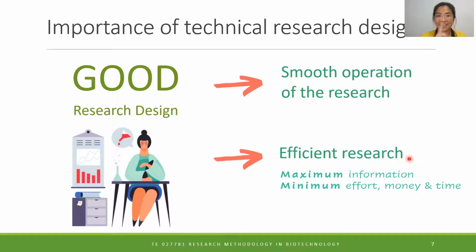Efficient means that you pay a little but you gain a lot. That means you maximize the information that you get when you are doing your research, and you don't have to use a lot of effort. You don't waste money and you don't waste time. You don't do so much experiment and get so little information, or do an experiment that fails and you have to do it again.